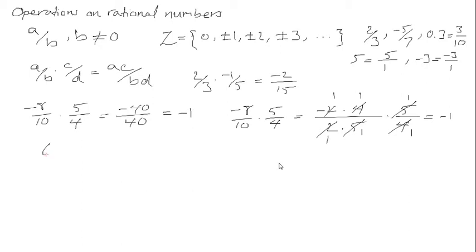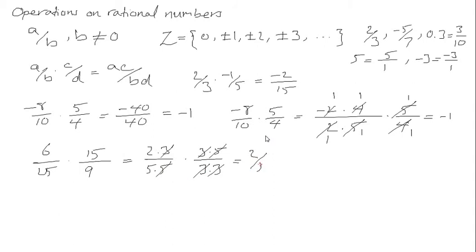So another example, 6 over 25 times 15 over 9. For this one I can do 2 times 3, that's 6, 5 times 5, that's 25, 3 times 5, that is 15, and 3 times 3, that is 9. Now 3 cancels 3, 3 cancels 3, 5 cancels 5, and I am left with 2 over 5, and that's my final answer.